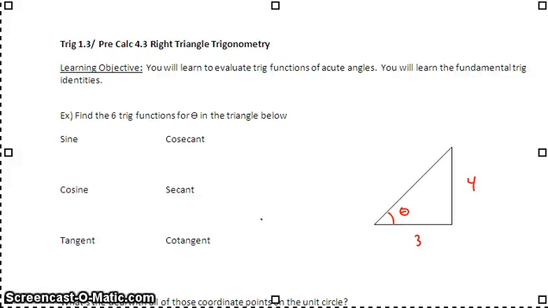This video covers Trig 1.3 and Pre-Calc 4.3 notes. This will be part 1 of the video.